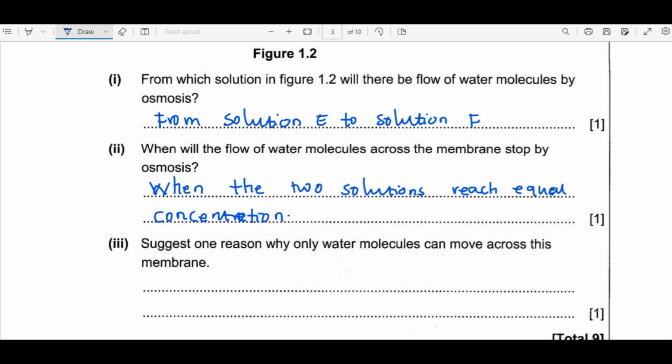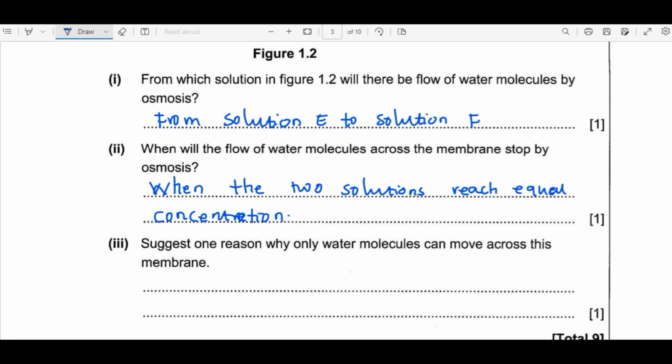So whenever two solutions reach a point where the concentrations are equal, the process of osmosis ceases to take place. Then for Roman number 3, suggest one reason why only water molecules can move across this membrane.